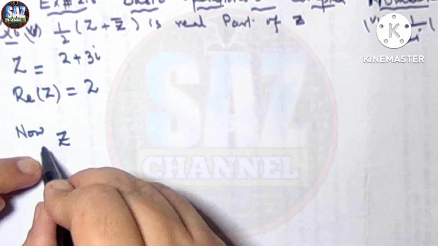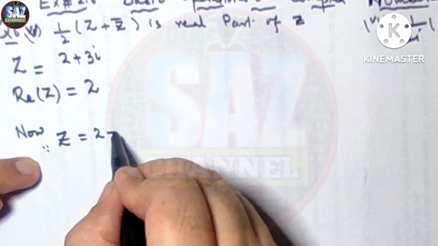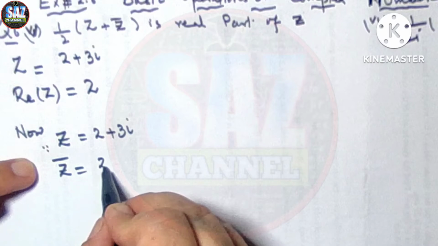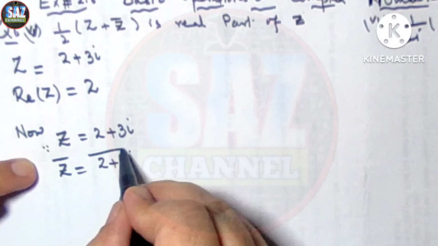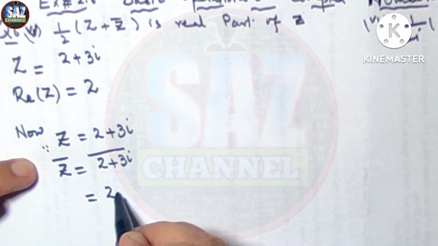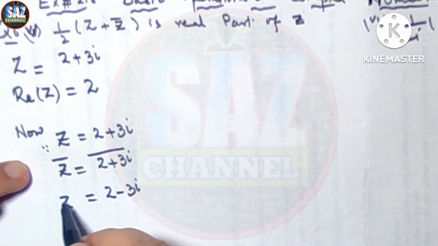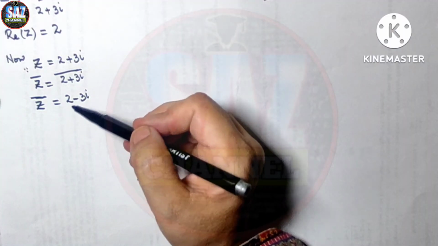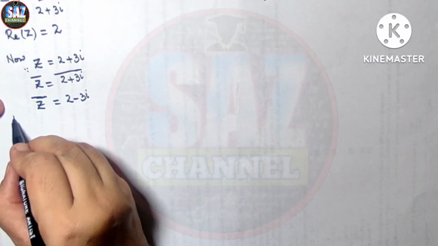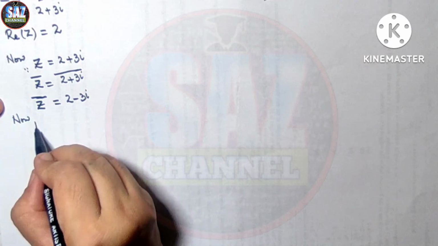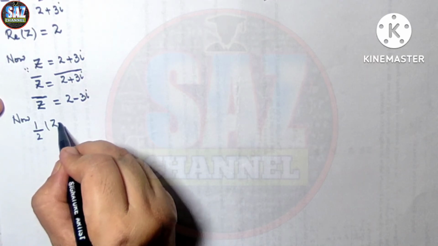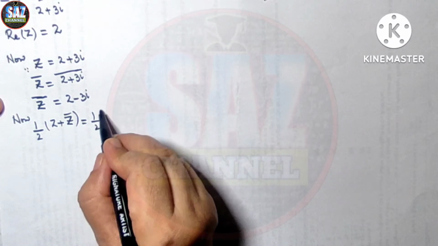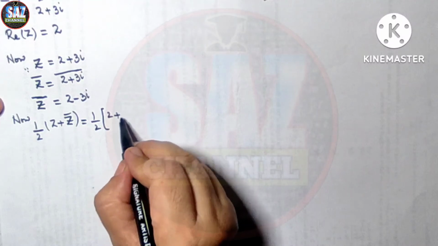So, what will be z bar? We take 2 plus 3 iota and its conjugate, which is 2 minus 3 iota, because we know that the bar, this conjugate sign, changes the sign of your imaginary part. And now I have to take the actual question, half (z plus z bar). Let us see what comes. Half of (2 plus 3 iota) plus (2 minus 3 iota).